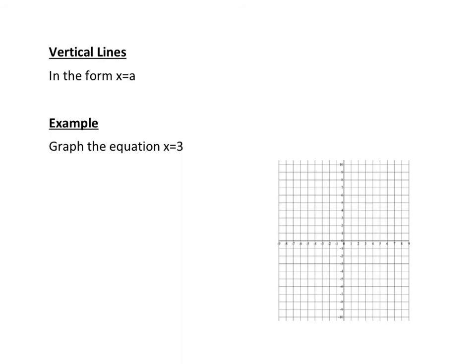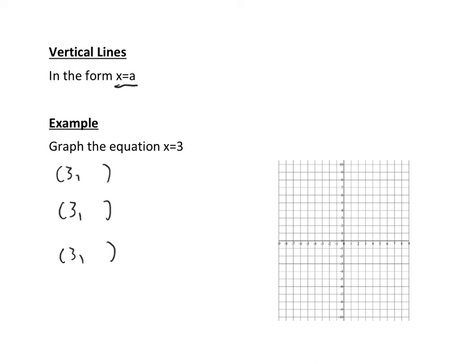We're now going to talk about how you graph a vertical line and what the equation of a vertical line looks like. A vertical line will be in the form x equals a. And so look at our example below. We're saying the graph of the equation x equals 3. So in this case, the a is 3. But all this is saying is no matter what, x will always be 3.